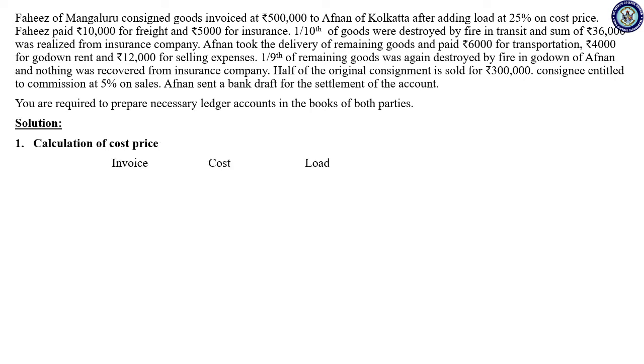Okay. First you write invoice, cost and load. Now you write load, that is 25, that is on cost price. So cost is 100. If you add, you will get invoice.